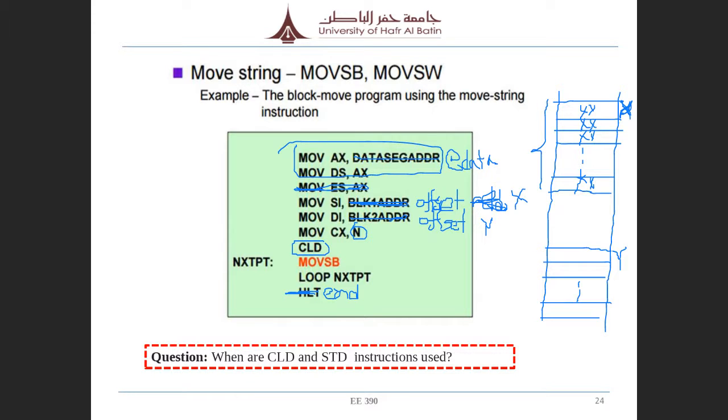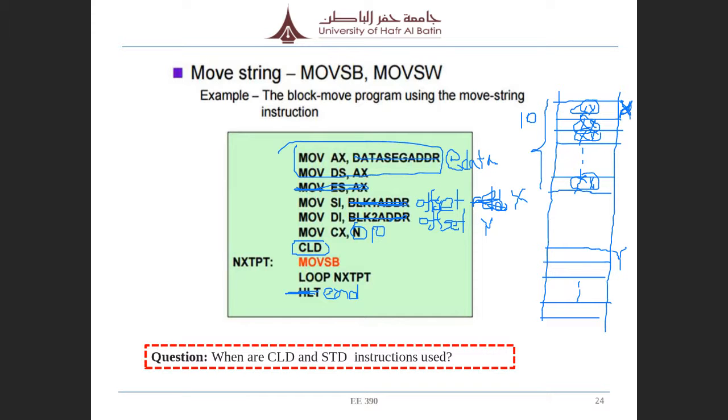If we have 10 data, then instead of n we can put 10: move cx comma 10, and then CLD, clear direction flag. So it allows data to go from lower memory location to higher memory location. Normally this is the lower memory location data, then the next one is there. So CLD allows us to access the string data from lower memory location to higher memory location.